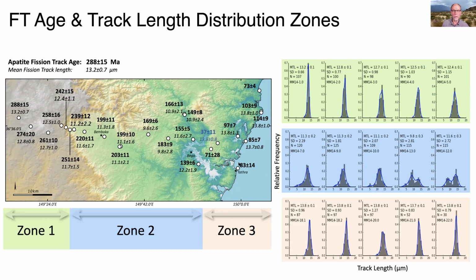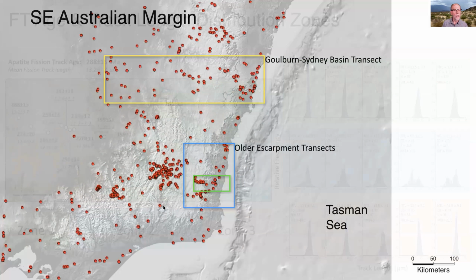As we go into zone 3 near the coast, the apparent ages are between about 70 and a bit over 100 million years, and they show unimodal track length distributions with mean track lengths up around that 14 micron level.